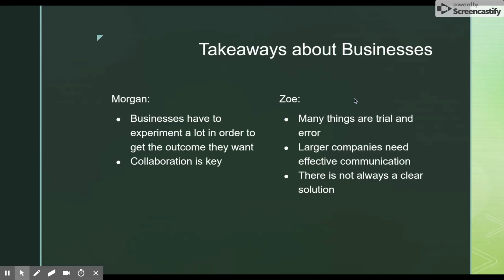For me, many things I saw were trial and error based. Not everything worked right away, and larger companies need effective communication. Like Morgan was talking about, the businesses have to talk amongst each other. And there's not always a clear solution. It's not always black and white. There's always going to be some gray area.